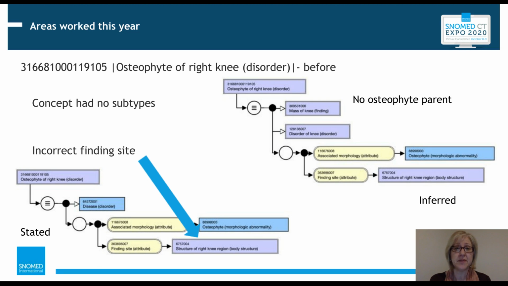Now, as a result of this broader finding site, osteophyte of right knee was not subsuming as a subtype of osteophyte bone, and it didn't have any subtypes.